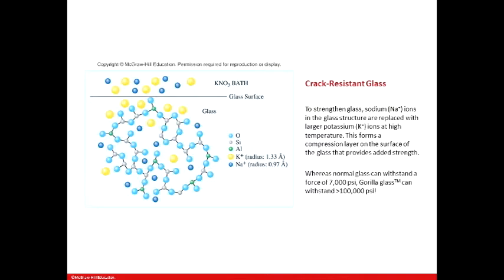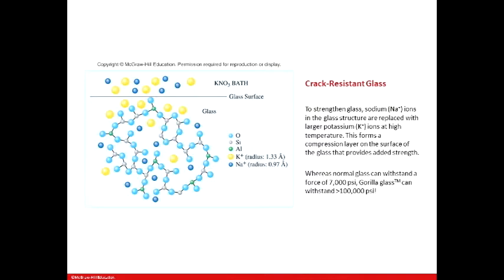So sodium had a more closed lattice in it. Potassium opens it up. The size of these ions matter. Potassium is a bit larger. And so this forms a compression layer on the surface of the glass that provides added strength. Sodium has a radius of 0.97, potassium 1.33, and that size difference is just enough to give it this strength and patent it as Gorilla Glass.